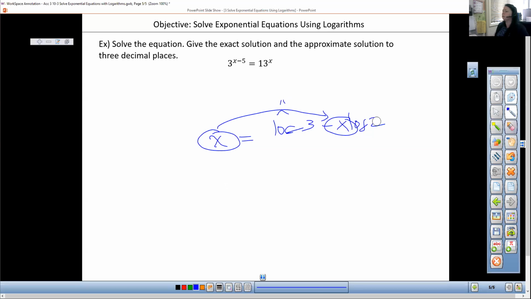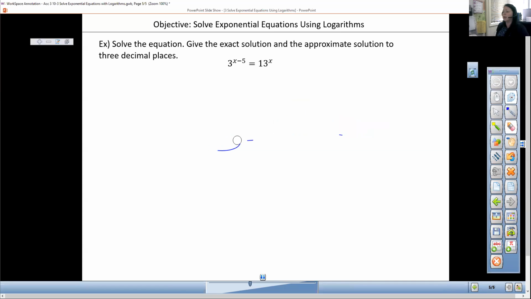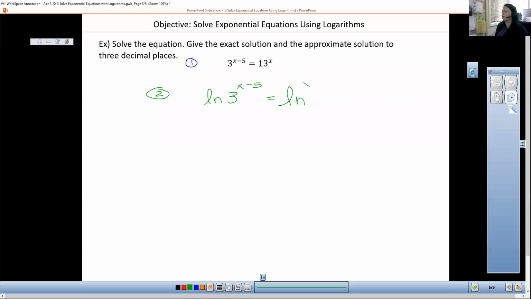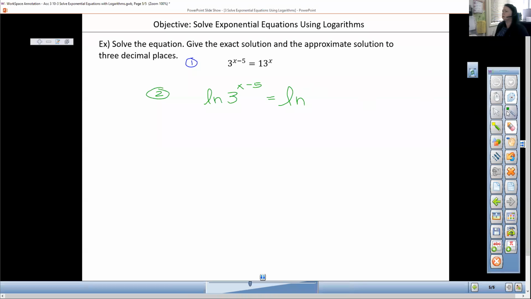So here we would start the same. I have a power equals a power structure. So this is my step 1. It's given to me that way. Now I decide which logarithm I want to use to undo those exponents, common or natural. Again, I'll use natural just because that's the one more often used in calculus. So I have the natural logarithm of 3 to the x minus 5 power equals the natural logarithm of 13 to the power of x.